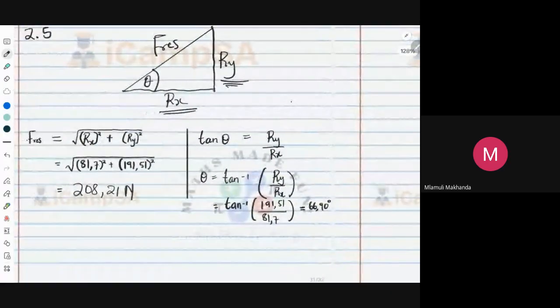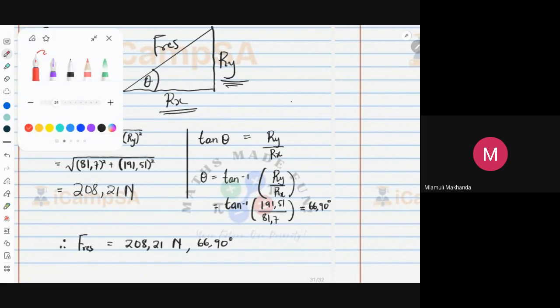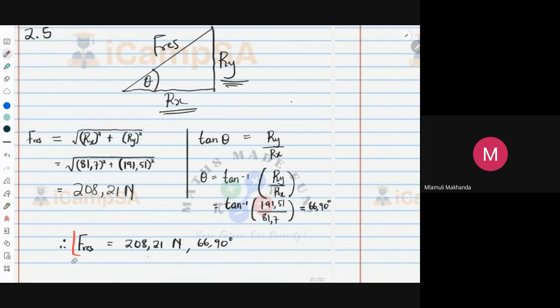So now we can write our final answer. Therefore, our complete answer, the resultant force with its direction, is 208.21 newtons, and then the direction is 66.9 degrees. So that's how you find the final answer.